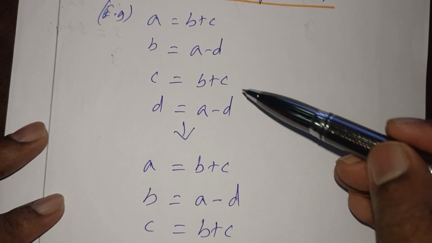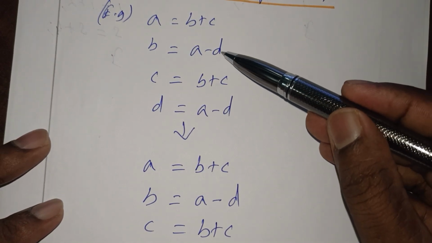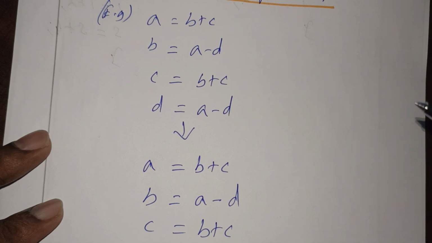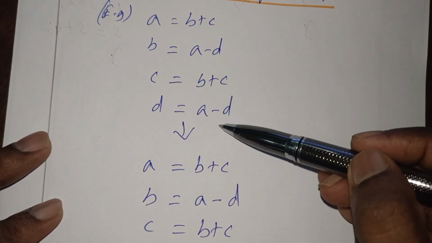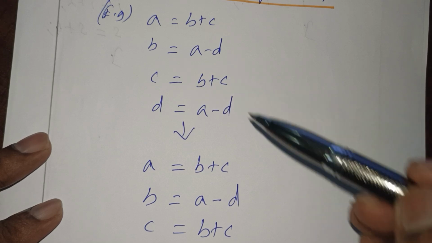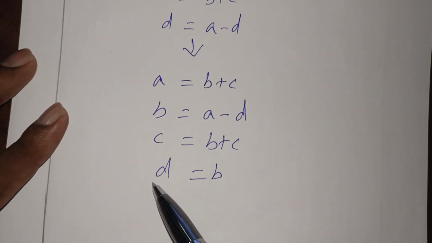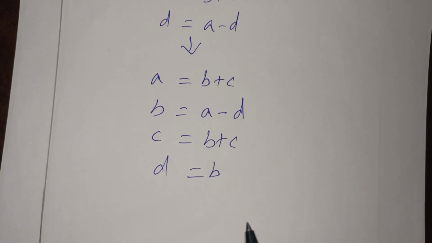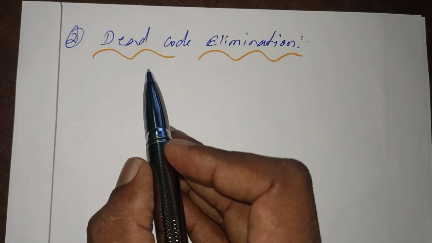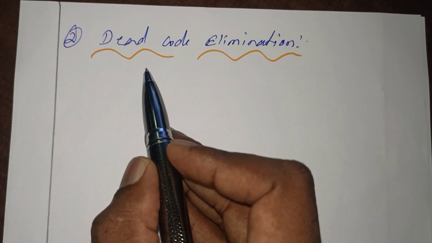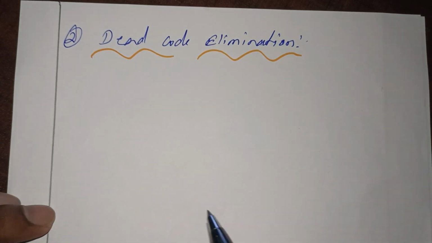So I have eliminated the code in this way. Because A has been replaced here, and C has a new value here, I cannot replace this. Instead, I have replaced it with D is equal to B. So this is all about how common sub-expression elimination is adopted. Fine, let me take you to the second step in this process for basic blocks.